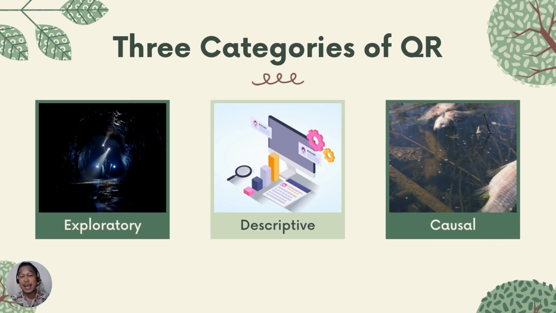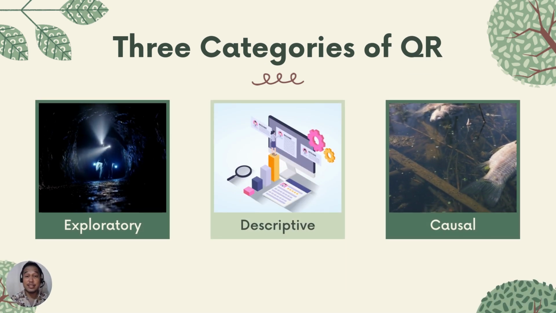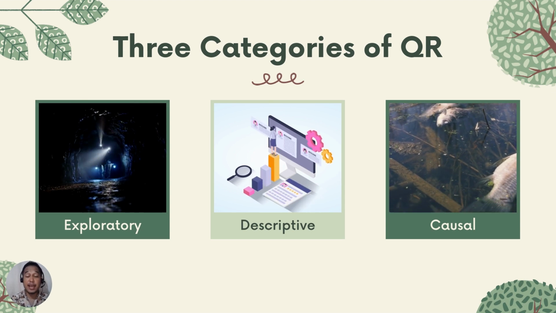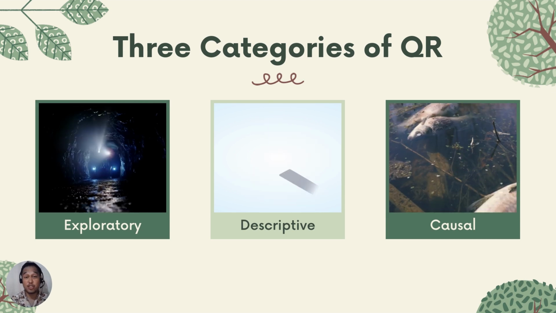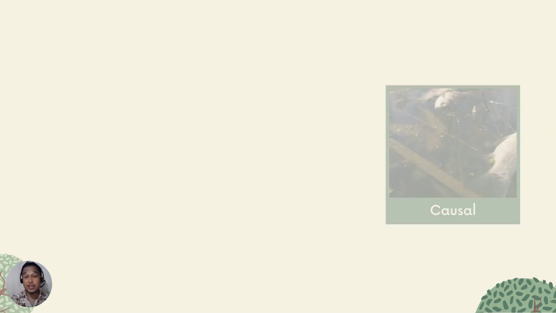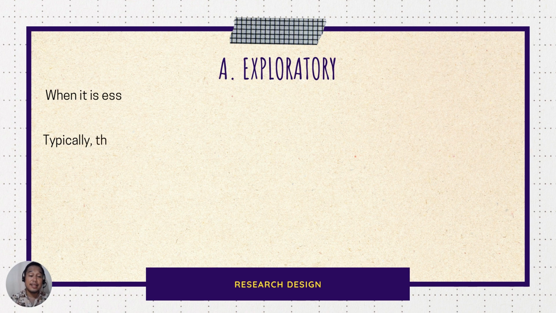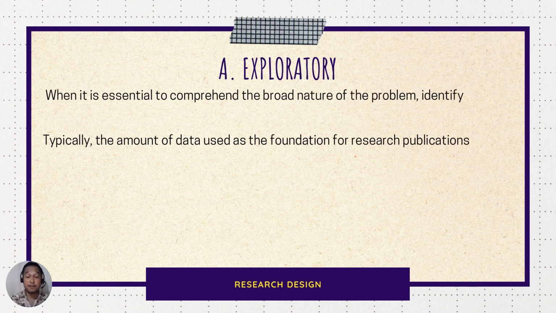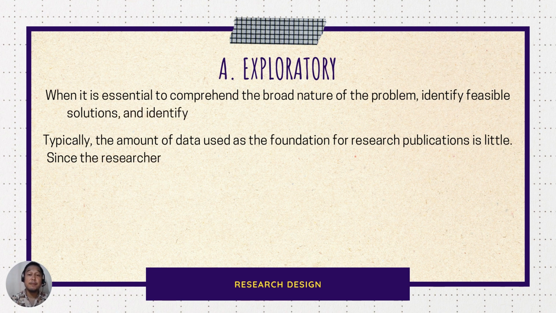There are three categories of quantitative research designs. These are exploratory, descriptive, and causal. So we're going to discuss each one of them. When you say exploratory research design, it is used when it is essential to comprehend the broad nature of the problem, identify feasible solutions, and identify relevant variables.